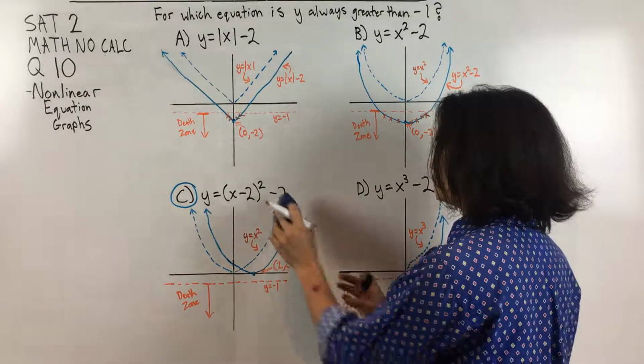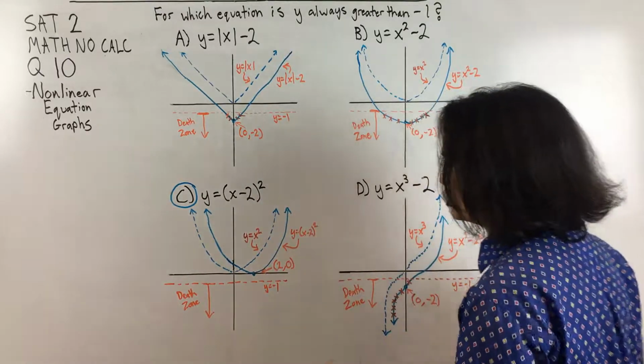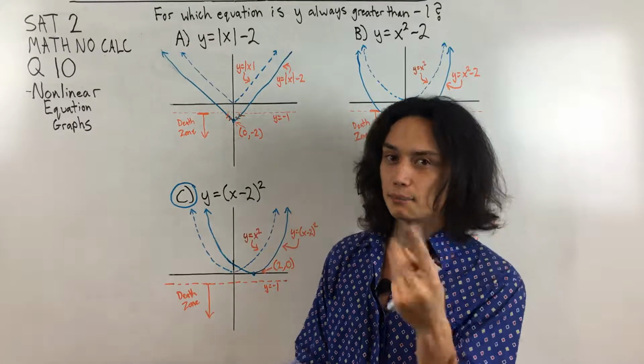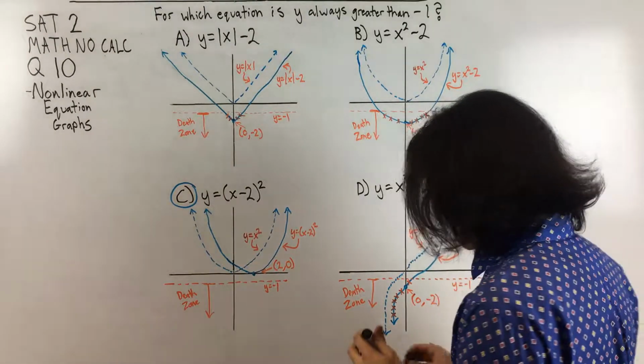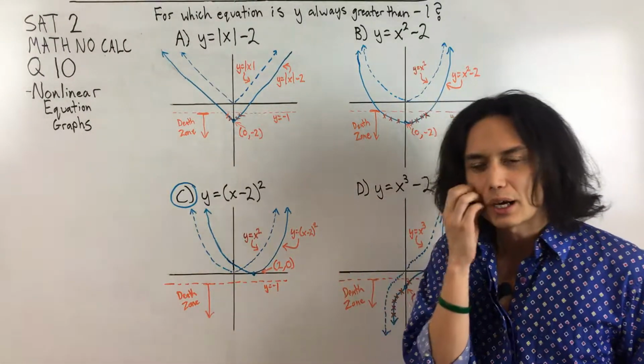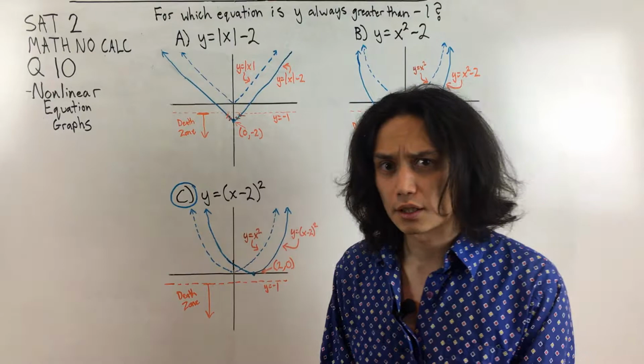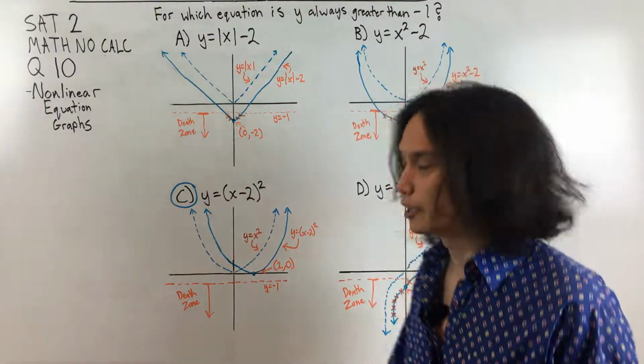This -2, though, is going to move everything to the right by 2. We can sort of show you intuitively maybe how that works. We could just use a couple sample points, right? Let's just use the point 0. 0 is going to be a good one.